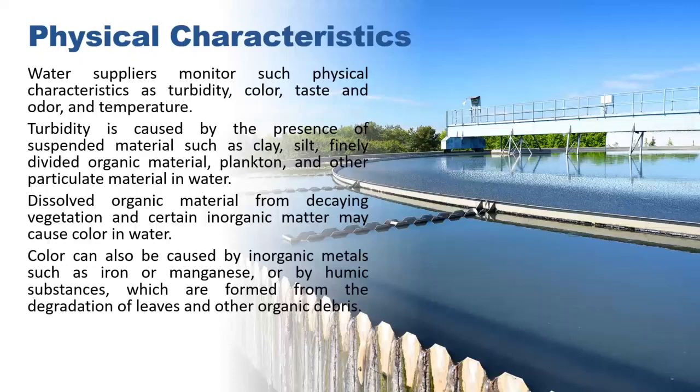Dissolved organic material from decaying vegetation and certain inorganic matter may cause color in water. Excessive blooms of algae or the growth of aquatic microorganisms may also impart color. Although color itself is not usually objectionable from the standpoint of health, its presence is aesthetically displeasing and suggests that the water needs appropriate treatment. Color can also be caused by inorganic metals such as iron or manganese or by humic substances, which are formed from the degradation of leaves and other organic debris.